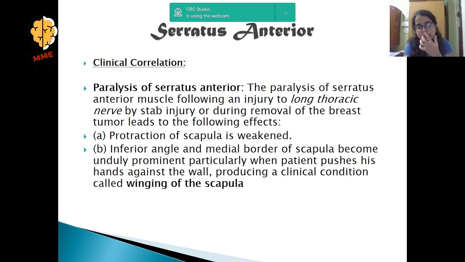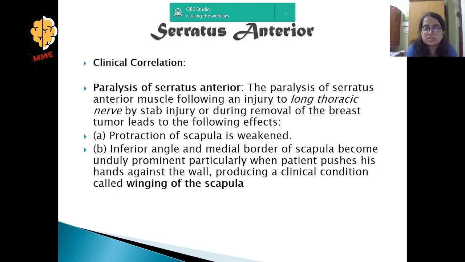As I said before, the serratus anterior helps in connecting the medial border of the scapula with the thoracic wall or with the ribs, keeping it connected. But if there is paralysis of the serratus anterior muscle, the inferior angle and the medial border of the scapula become disconnected from the thoracic wall of the ribs. So when this punching or boxing action is taking place, the medial border of the scapula becomes unduly prominent, and this feature is called the winging of the scapula.